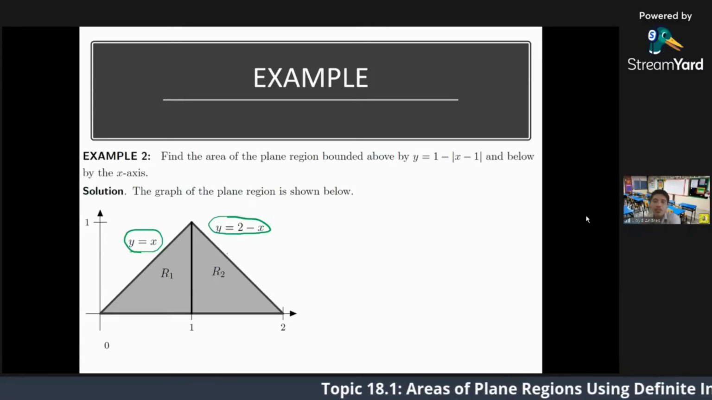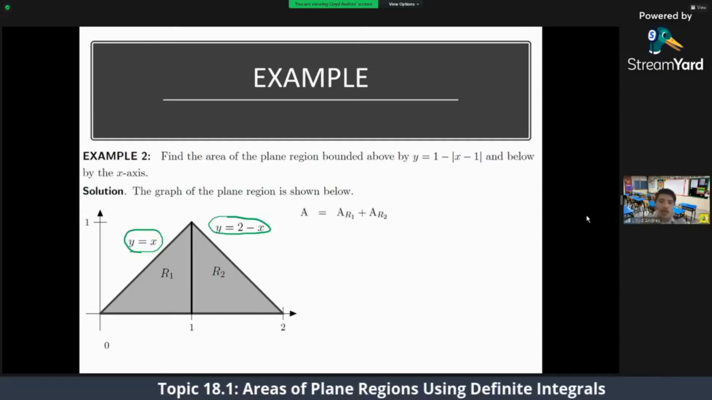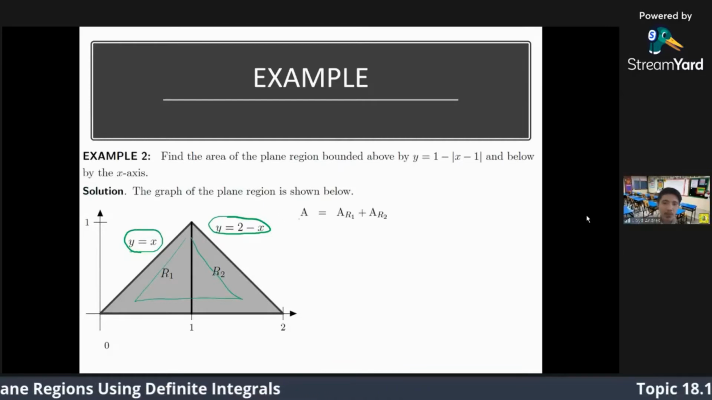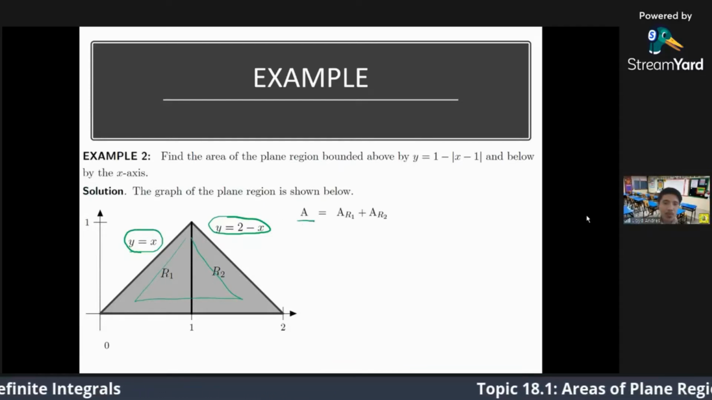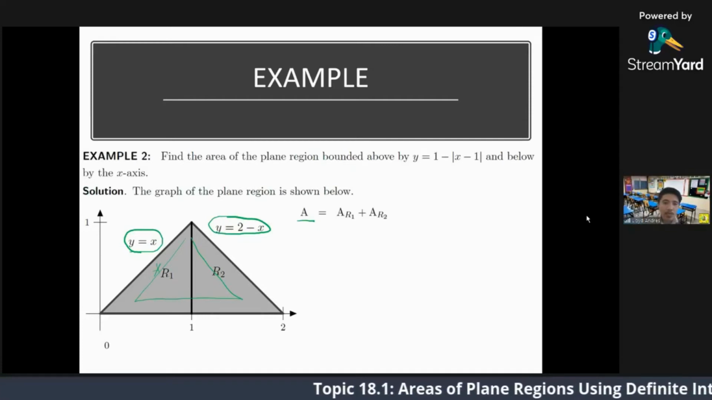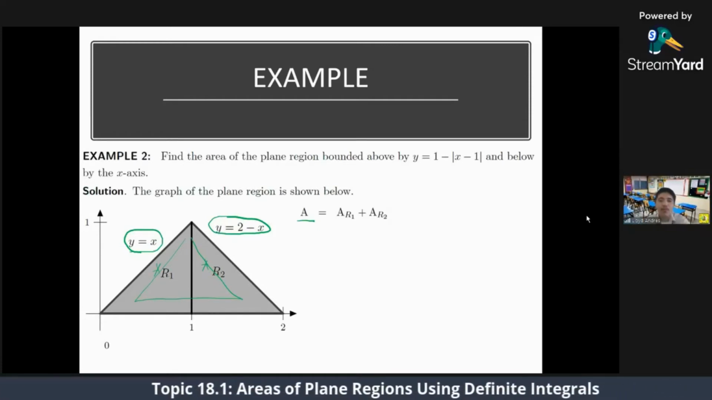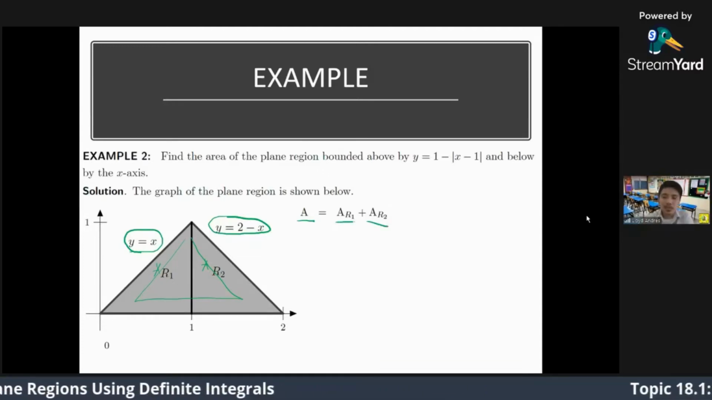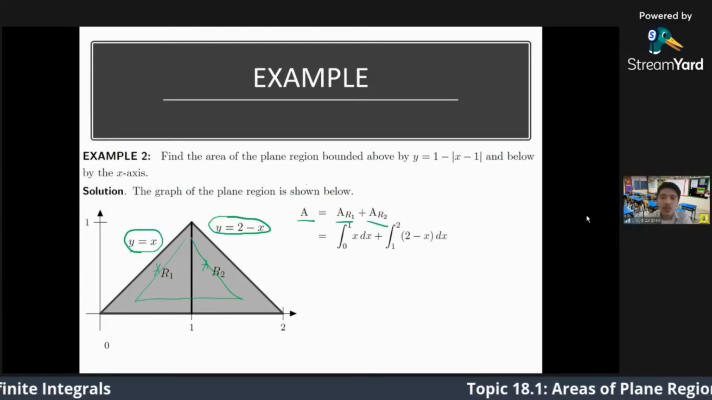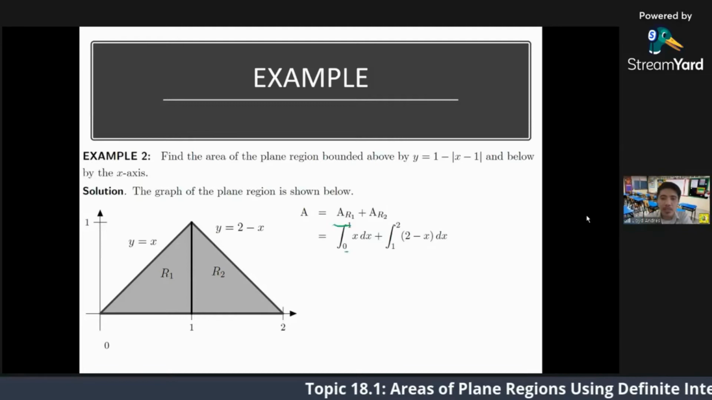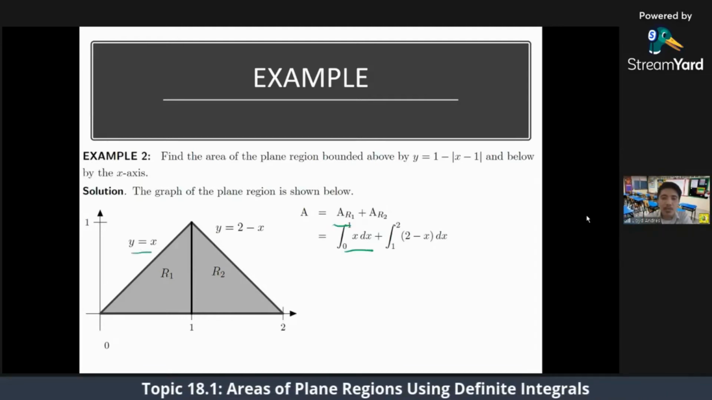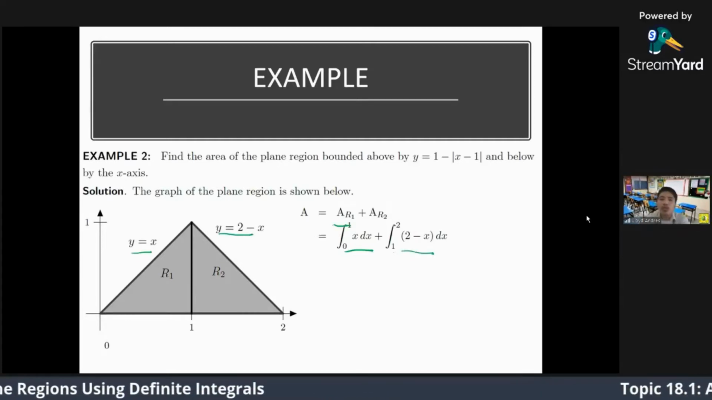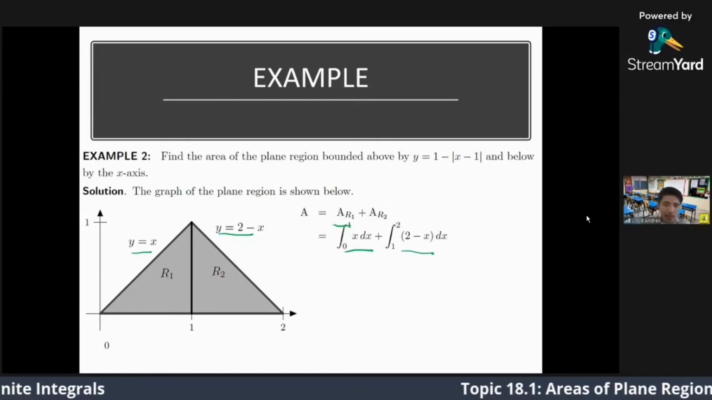The main point is that we need to solve for the area of the whole region, the area of this big triangle. To solve for the area, it is divided into 2: the area of region 1 and the area of region 2. To solve for the area of the whole region, you just add the two areas. The first region uses one equation, and the second uses the other equation we came up with.